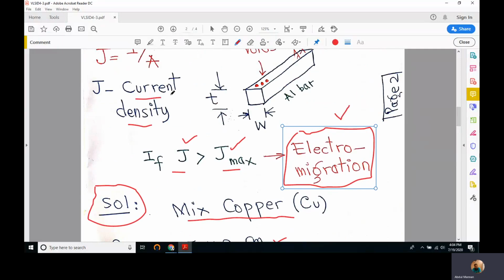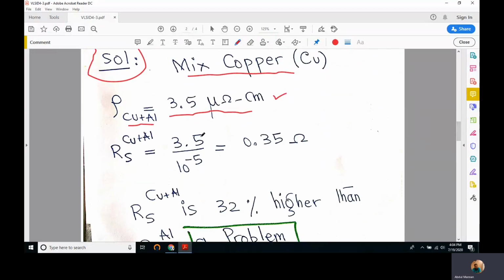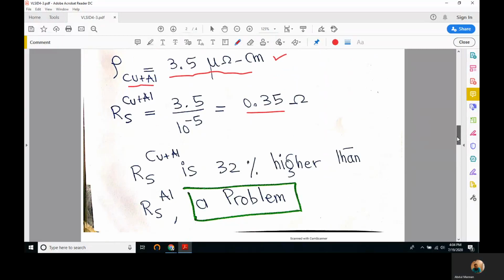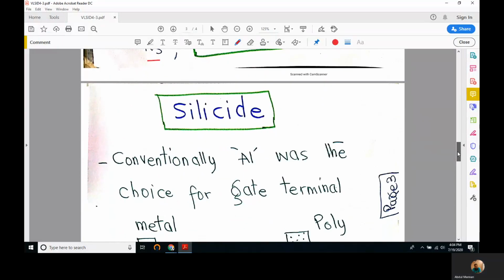Electromigration can be avoided with the help of this mixing, but it introduces another problem, that the alloy has a resistivity higher than the resistivity of aluminum. So for the same thickness it gives us a sheet resistance a bit higher than that. It's almost 32% higher than the sheet resistance of aluminum alone. So we have to make a compromise.